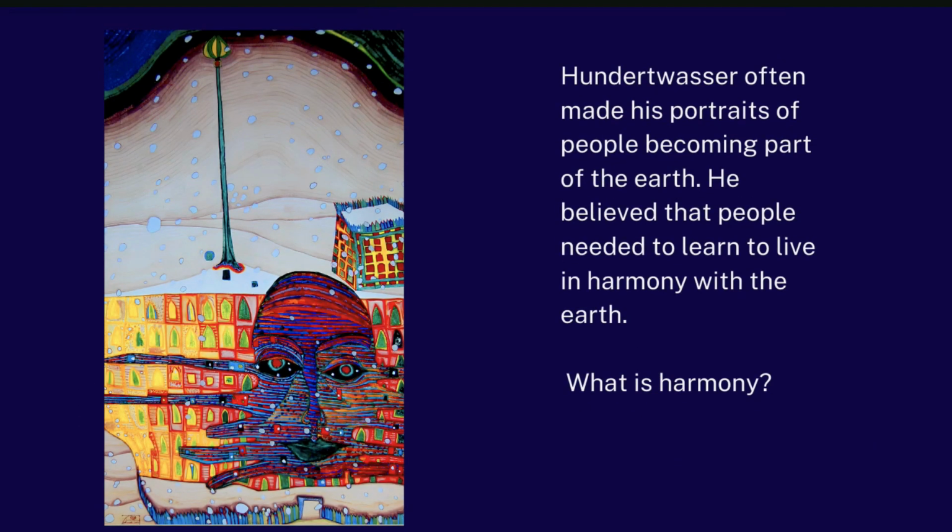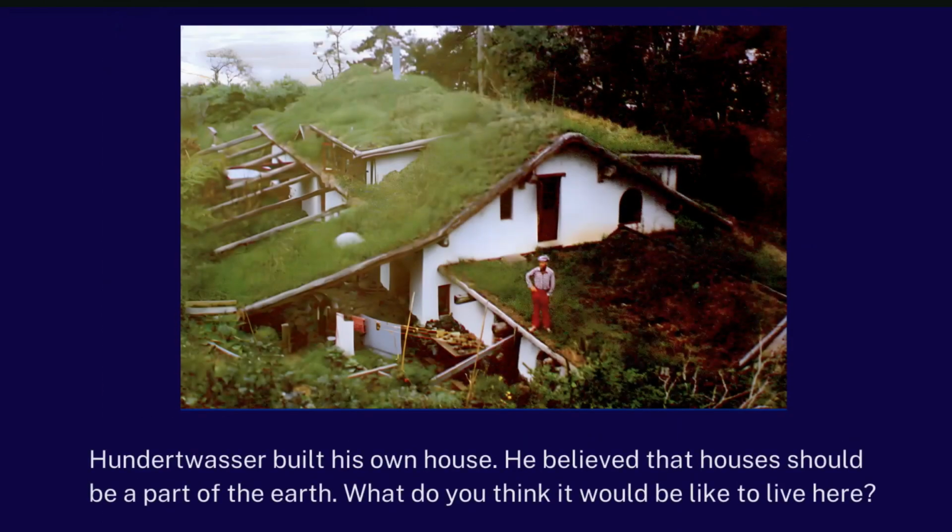Hundertwasser often made his portraits of people becoming part of the earth. He believed that people needed to learn to live in harmony with the earth. What is harmony? Hundertwasser built his own house. He believed that houses should be a part of the earth. What do you think it would be like to live here?